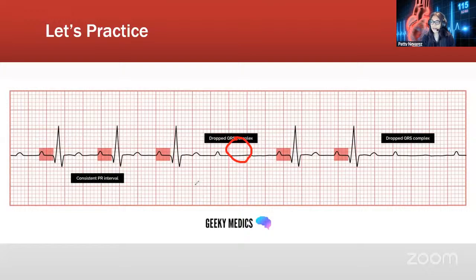But then going back to the information that I gathered, my PR interval is constant across the board. So therefore, this is going to be a second degree type 2, or Mobitz 2. Let's take another sample.